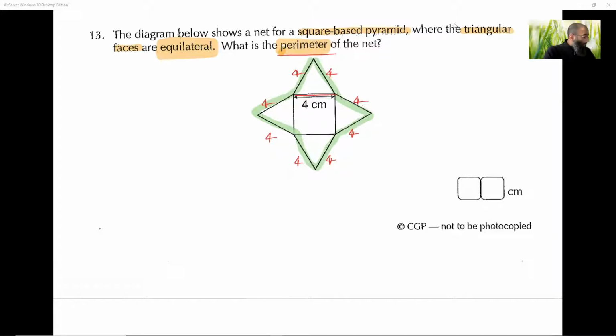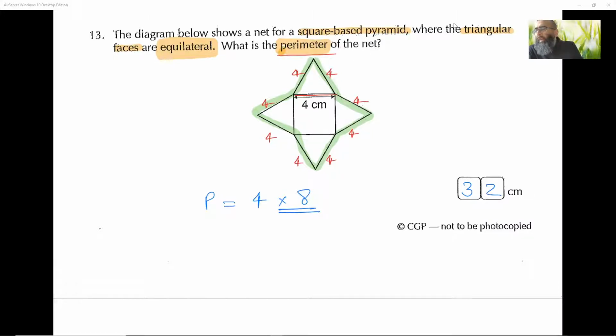So question number 13, back to Iman. What is the perimeter of the shape now that we've labeled it all properly? The perimeter is 32. How did you get that? How many sides do we have altogether? 8 sides, and each one's 4. Fantastic.